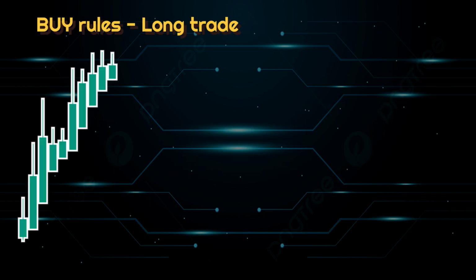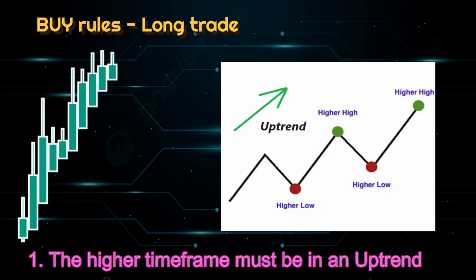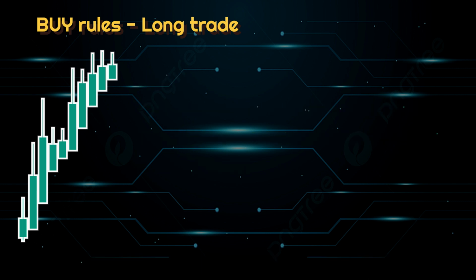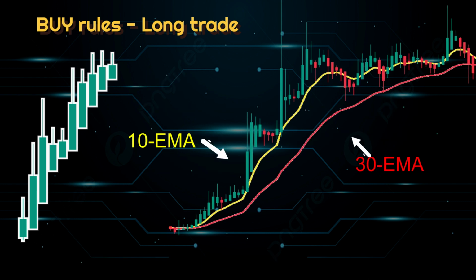Buying rules, or long position criteria. Number 1. The higher time frame must be in an uptrend. What this means is that the higher time frame has to be making higher highs and higher lows. If you're trading the 1-hour chart, then the higher time frame would be the 4-hour chart. And if you're trading the 4-hour chart, then the higher time frame would be the daily chart. I use the 10 EMA and 30 EMA to determine the momentum of the trend.